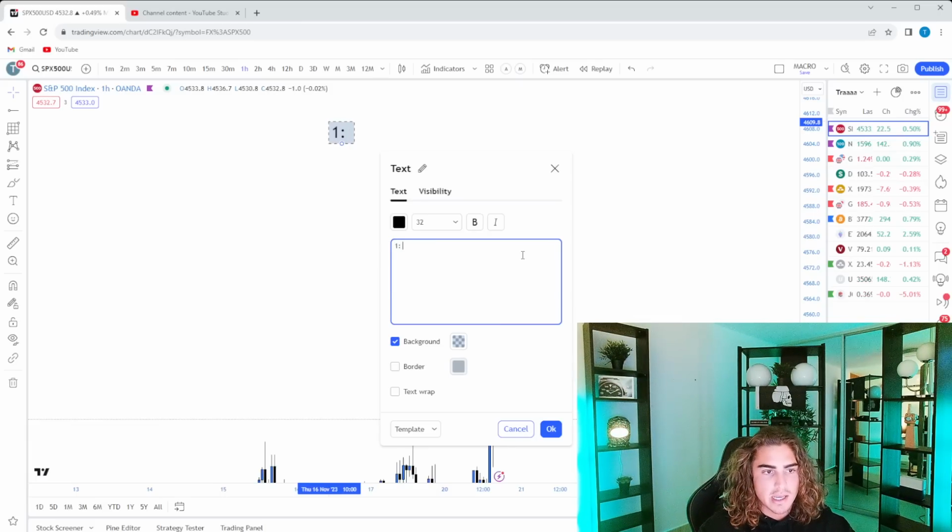So the first thing that you want to do, remember, we're only talking about strategy here. Trading plan, this is going to be a part of your trading plan, and you should follow it completely 100% of the time.